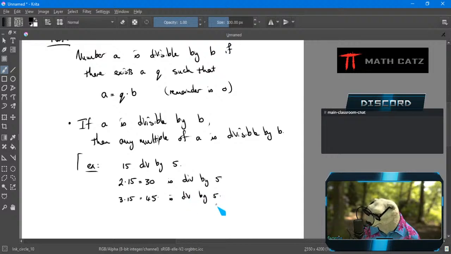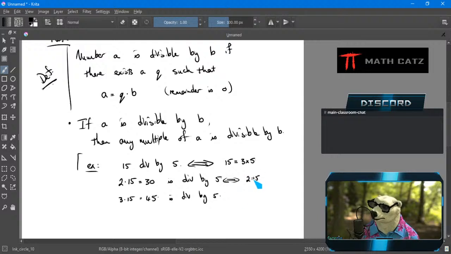And any multiple. If I look at the official sort of definition of divisibility, if 15 is divisible by 5, officially it's because I can write 15 as some number times 5. There is some number, in this case it's a 3. So if I now look at 2 times 15, I'll be consistent with my times symbols here, then it's going to be the same as 2 times 3 times 5, because 15 is 3 times 5.